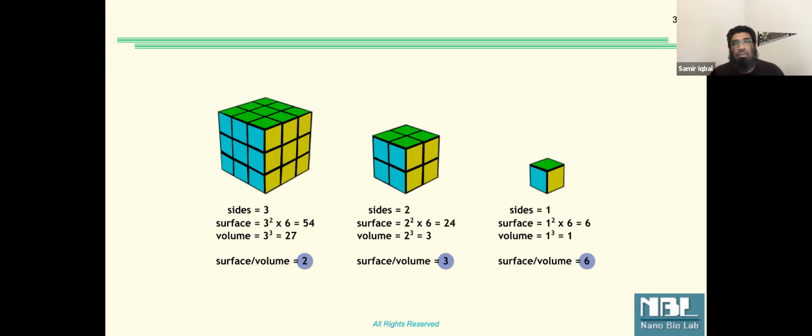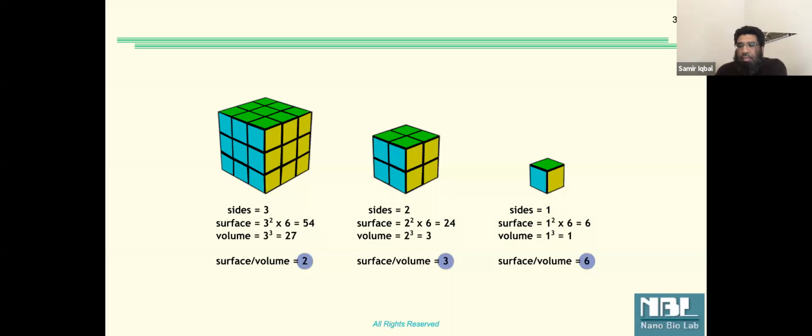Now, say the one dimension of a cube is one, any unit, 1 centimeter, 1 meter, 1 millimeter, let's say one. The total surface to volume would be 2 for the larger one, but as you keep on breaking it smaller and smaller, the number keeps on going up. So for example, the single cube would have 6 as the ratio of surface to volume. And that gives us this high reactivity from those materials at nanoscale.